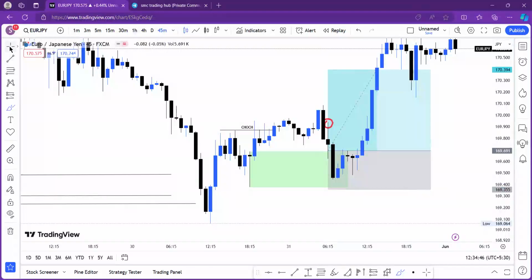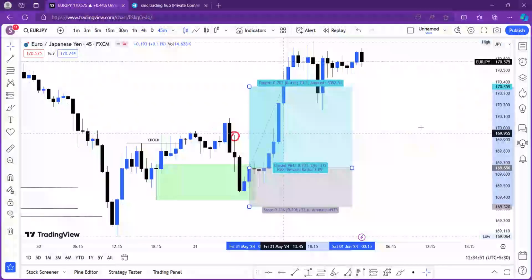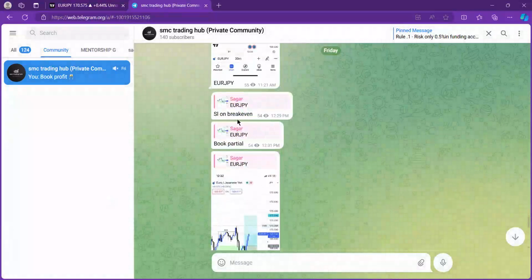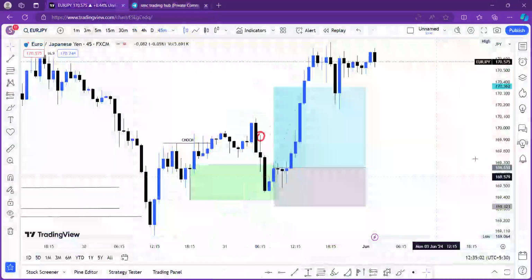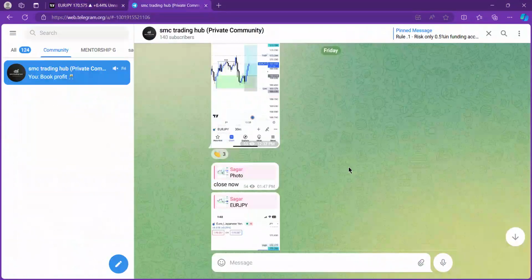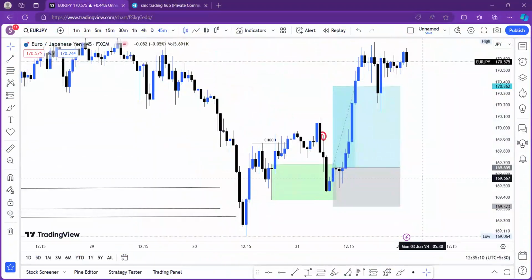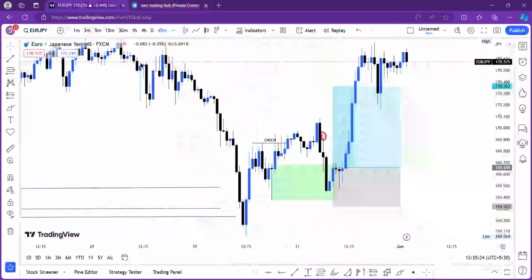Somewhere around this area, we bought again, and price was still on break even, and we booked a partial here. And we hit TP also in this area. So that is a very good trade of this week. We had zero stop loss hit, no stop loss hit. We hit break even in two trades, but all trades hit TP. This is a very amazing week for us. So I share all my entries in my community. Thanks for watching.